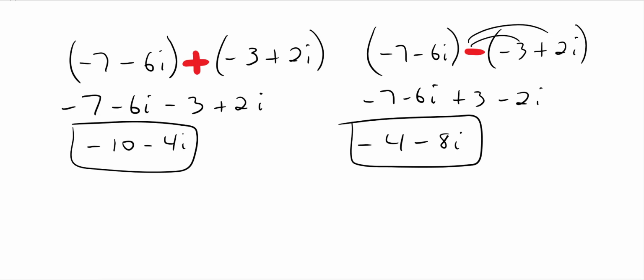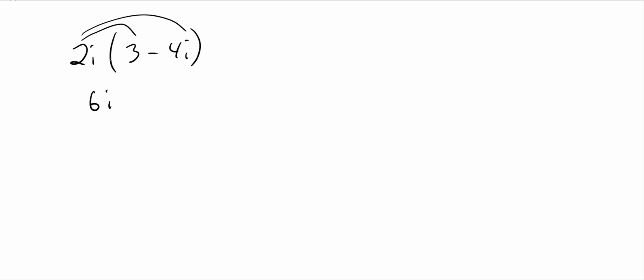Multiplication is the same. Okay, so let's say I have, let's do 2i times 3 minus 4i. So you're just going to distribute it. Okay, so again, we've got 2i times 3 is 6i. And 2i times negative 4i is negative 8i squared. Remember, i times i is i squared, just like x times x is x squared. So i times i is i squared.